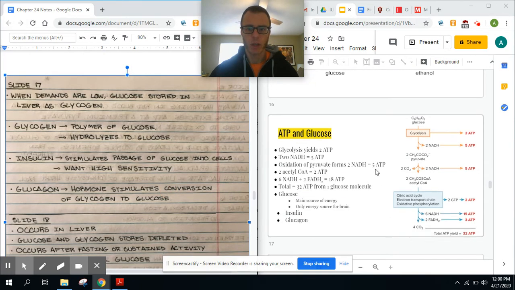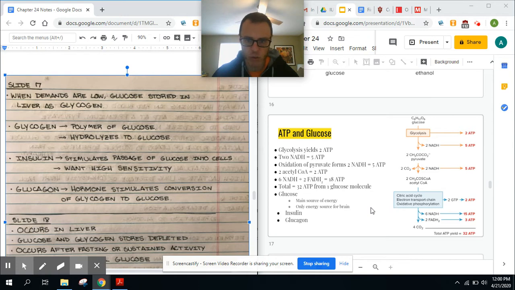Okay, ATP and glucose. This is going to be our addition right here. Glycolysis, you get 2 ATP. You make 2 NADH, which equals 5 ATP. If you remember, 1 NADH gives us 2.5 ATP. Oxidation of pyruvate forms 2 NADH. That gives us another 5 ATP. 2 acetyl-CoAs, that's 2 ATP. You get all this stuff. We get 18 here. Total 32 ATP from one glucose molecule.